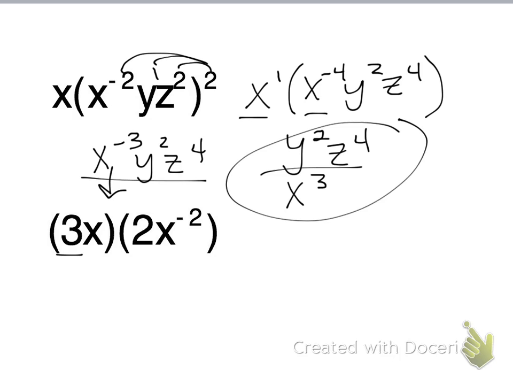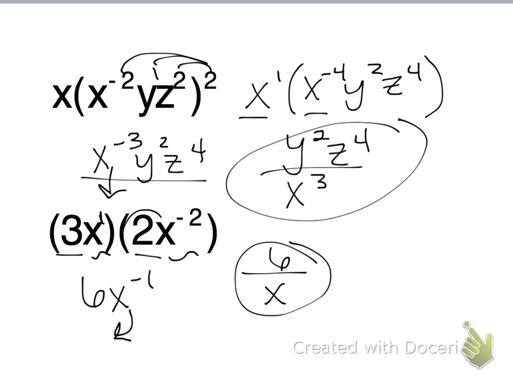For this next one, I multiply my coefficients, so 3 times 2 is 6. This has a 1. When I multiply things with the same base, I add their exponents, so 1 plus negative 2 is negative 1. And I have to drop it, so 6 over x is my answer. So just remember, you multiply the coefficients and add the exponents.